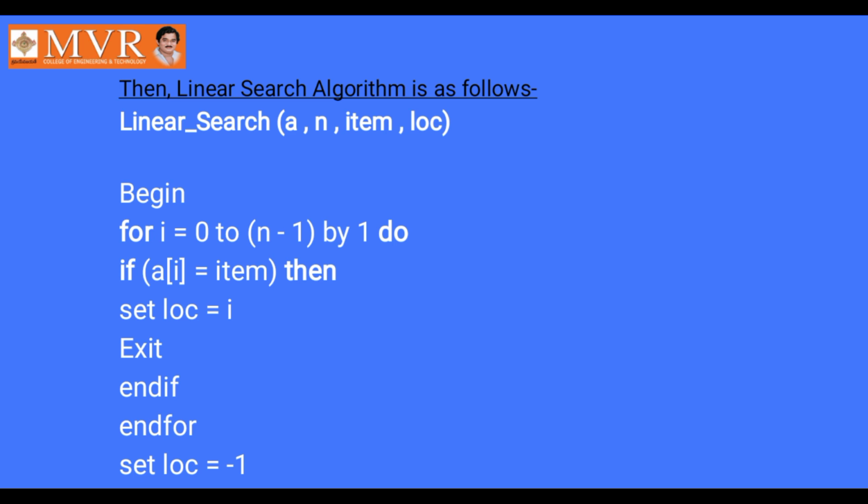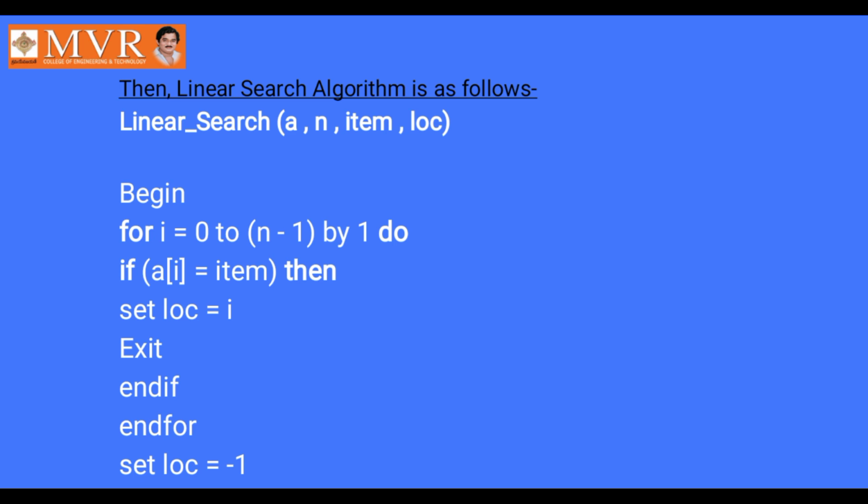Here, if A of I is equal to item, that means if the element at location A of 0 is matching with my key element, that is the element to be searched, then I will say that I found the element at A of 0. If I don't find it at A of 0, then I proceed to the next step, that is A of 1, and compare my element with the element at A of 1. If it matches, then I return A of 1.